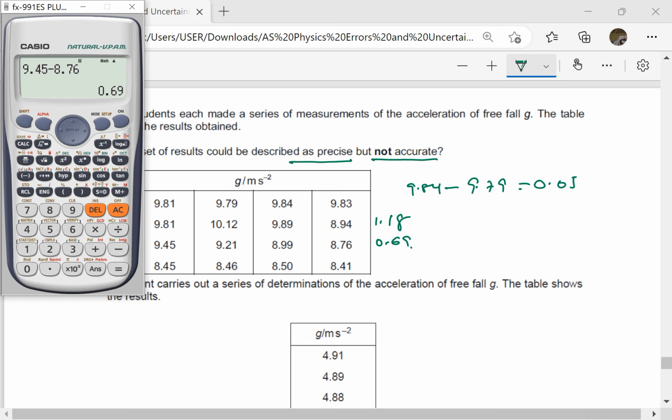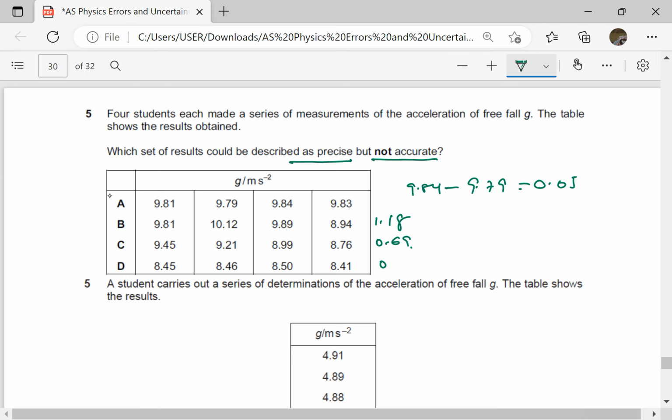Then here the highest is 8.5 minus the smallest, which is 8.41. The difference is 0.09. So this one, D, is the most precise. But of course the average of D is less than g, which is supposed to be 9.81. D cannot give us 9.81, but at least we see that the values are precise. So the answer is going to be D. They are precise but not accurate because the average is not 9.81.